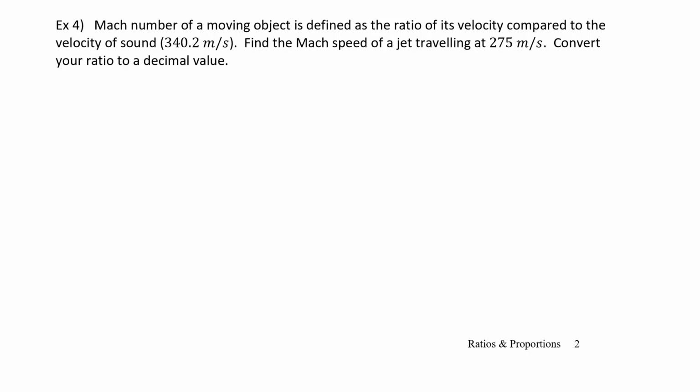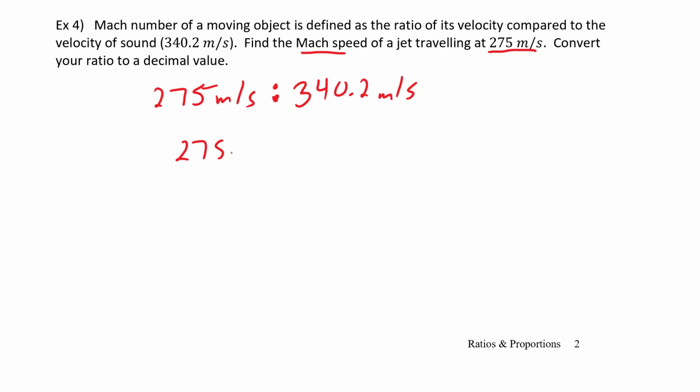So what we're asking for is find the Mach speed of a jet traveling at 275 meters per second. So that's less than Mach 1. And I'm asking you to convert your ratio to a decimal value. Let's compare the speed of the jet compared to the speed of Mach 1. Let's do something similar to what we did in the last one, where I divided it. In this case, we're going to write it as such.